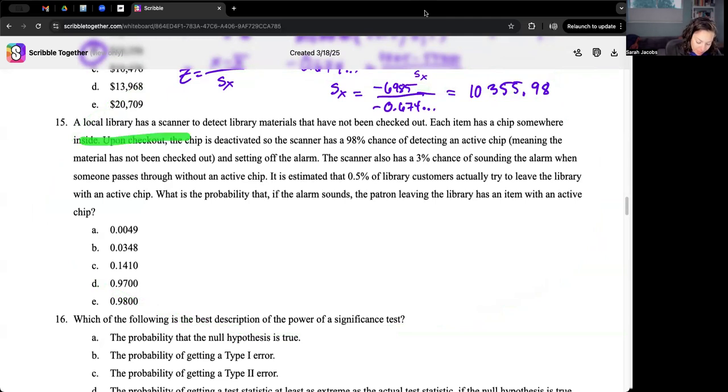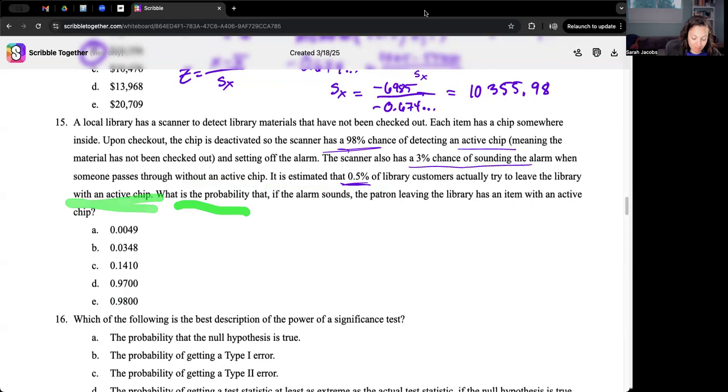So, a local library has a scanner to detect library materials that have not been checked out. Each item has a chip somewhere inside. Upon checkout, the chip is deactivated, so the scanner has a 98% chance of detecting an active chip, meaning the material has not been checked out, and setting off the alarm. The scanner also has a 3% chance of sounding the alarm when someone passes through without an active chip. So, it's estimated that 0.5% of library customers actually try to leave the library with an active chip.